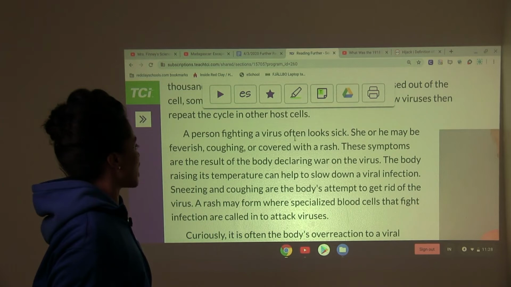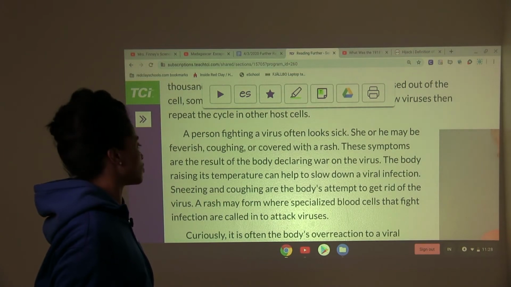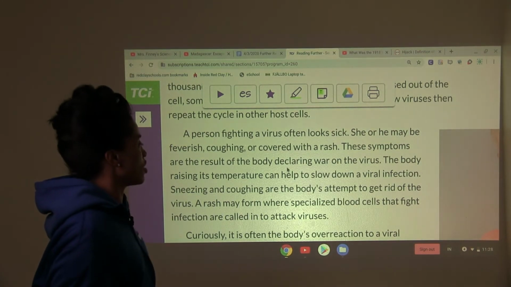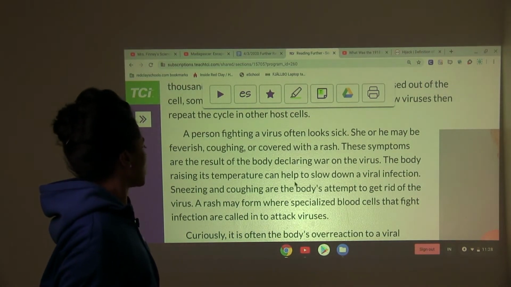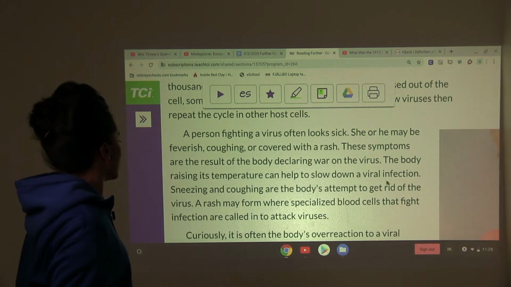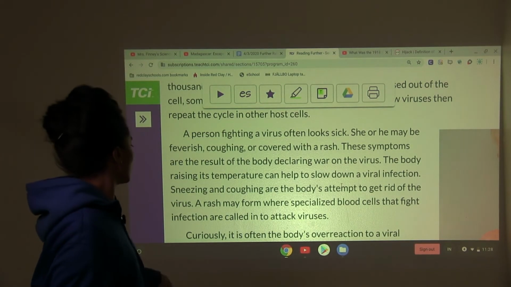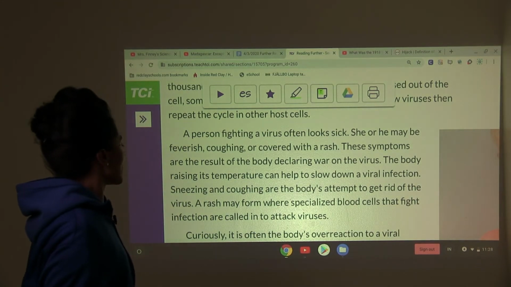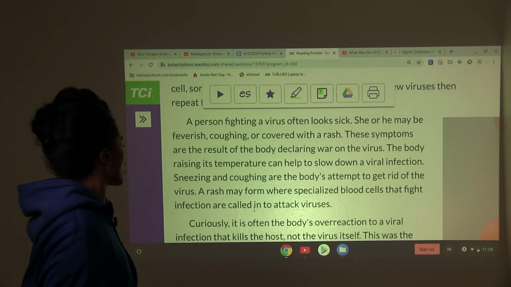A person fighting a virus often looks sick. She or he may be feverish, coughing, or covered with a rash. These symptoms are the result of the body declaring war on the virus. The body raising its temperature can help to slow down a viral infection. Sneezing and coughing are the body's attempt to get rid of the virus. A rash may form where specialized blood cells that fight infection are called in to attack viruses.